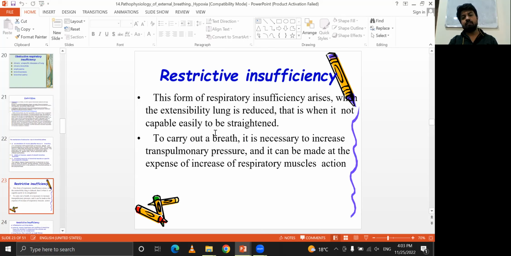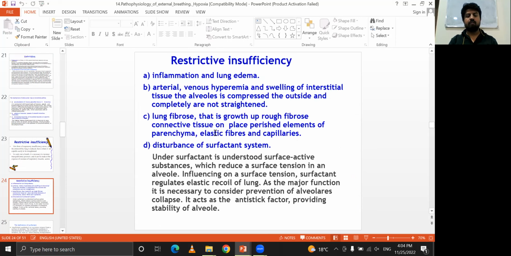And after that, the restrictive insufficiency. This form of respiratory insufficiency arises when the extensibility of the lung is largely reduced, that is, when it is not capable of being easily straightened. To carry out a breath, it is necessary to increase the transpulmonary pressure, which can be done at the expense of an increase in respiratory muscle action. So RI, restrictive insufficiency, is due to inflammation and lung edema, arterial and venous hyperemia, and swelling of the interstitial tissue. The alveoli are compressed from outside and are not completely straightened.